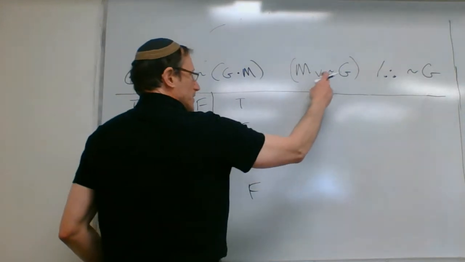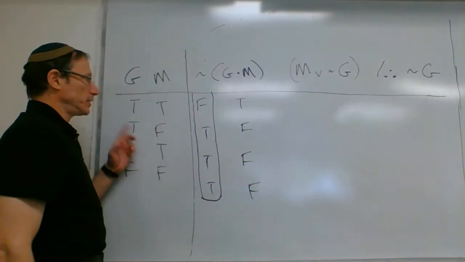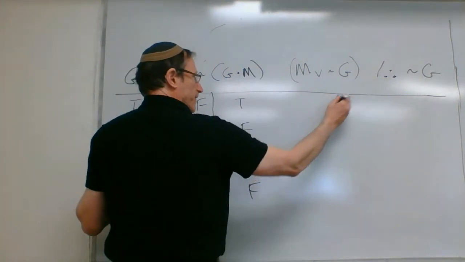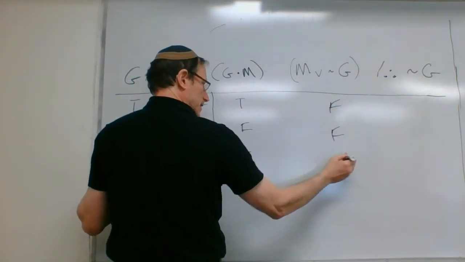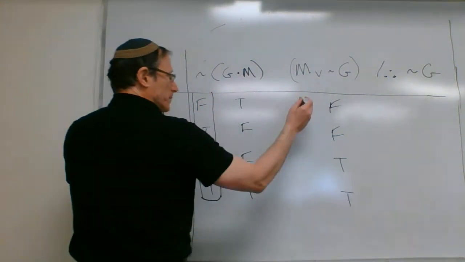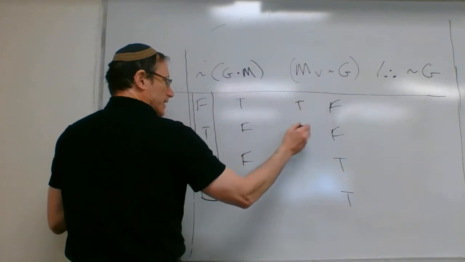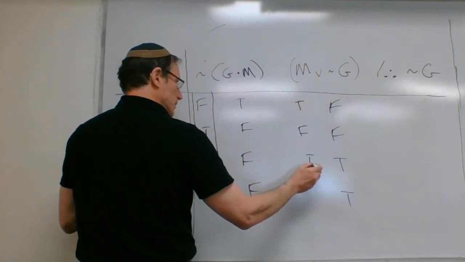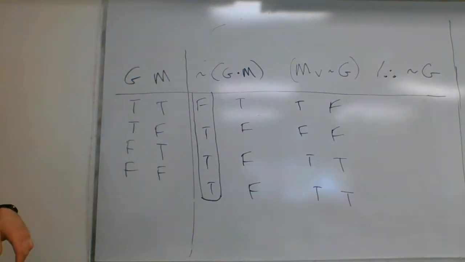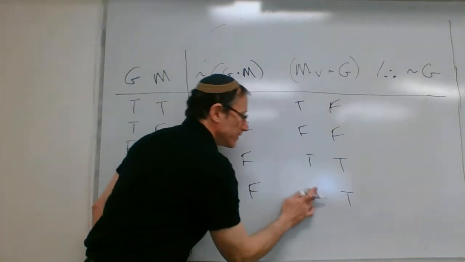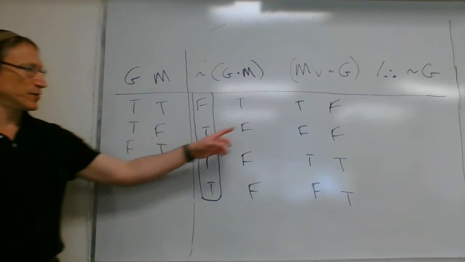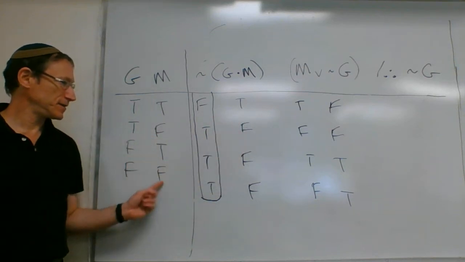Okay, what about M wedge not G? Well, let me go ahead and do not G first. So not G is going to be F, F, T, T. M on this row, I'm going to copy it over. We get T, F, T, F. No, I'm sorry, this is an F. It's very easy to make a simple mistake, unfortunately. So that is the value of M. I'm simply copying over T, F, T, F.